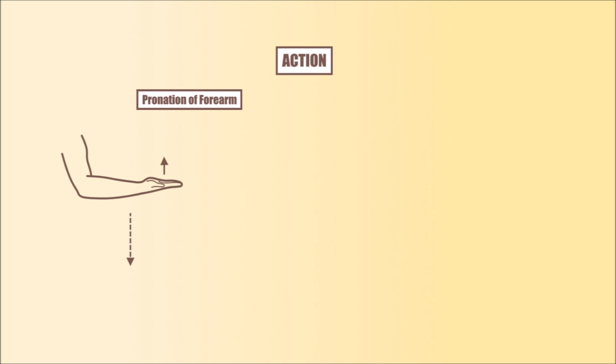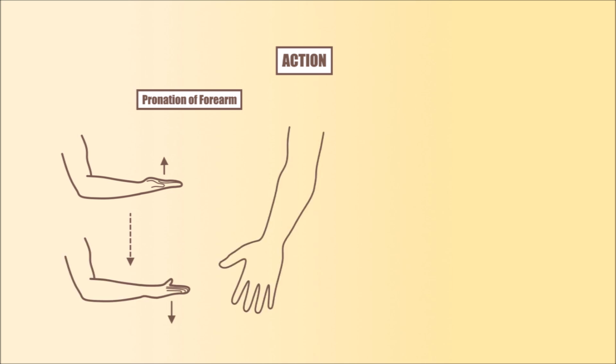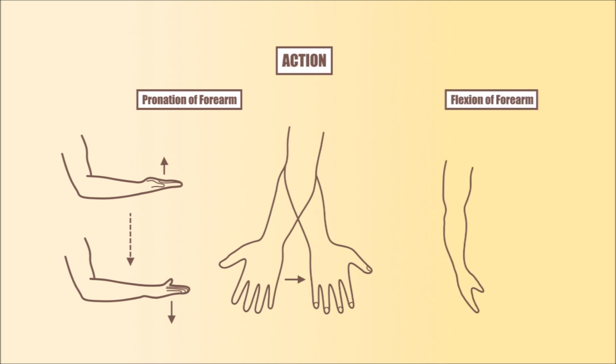What actions is this muscle involved in? This muscle functions in the pronation of the forearm. In other words, the movement of the palm either downwards when the forearm is flexed or backwards when the forearm is extended. It also functions in the flexion of the forearm at the elbow joint. In other words, the movement of the forearm towards the upper arm.